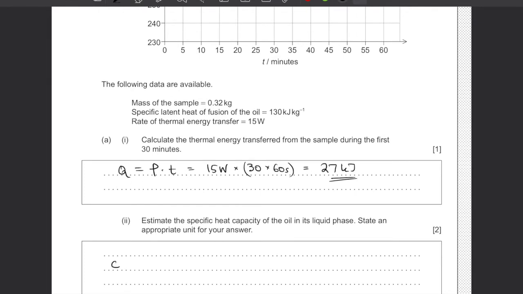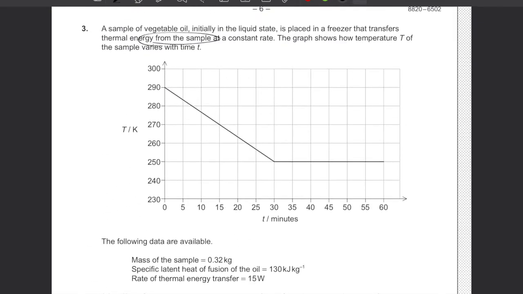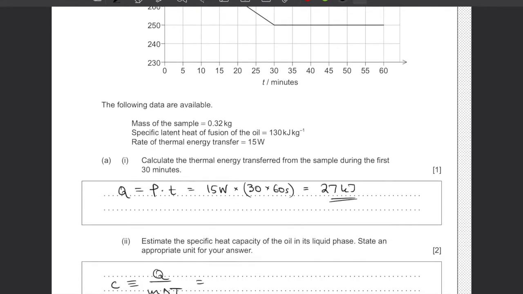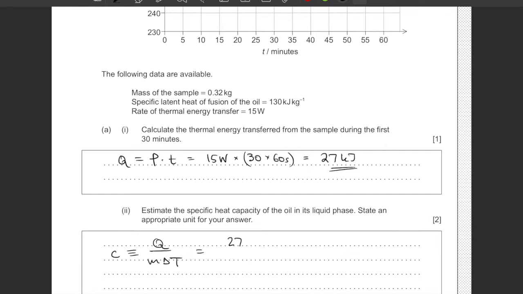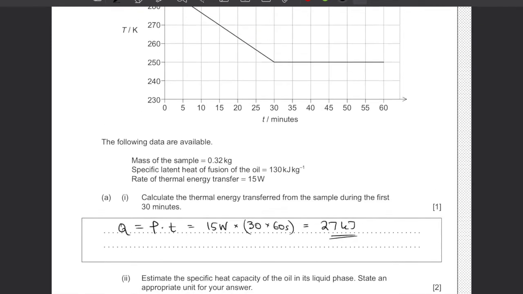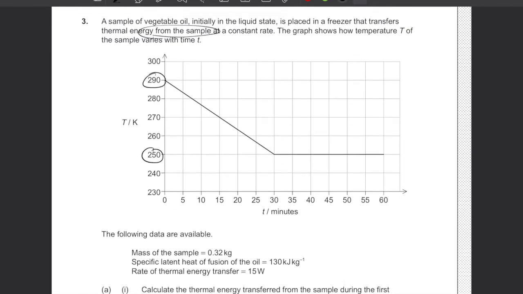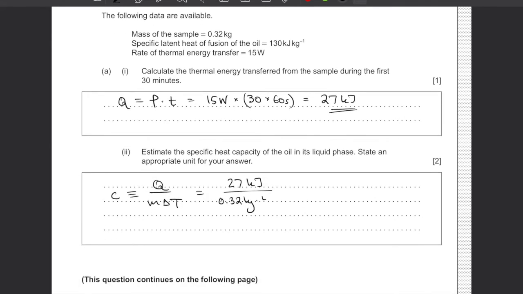Then we have to estimate the specific heat capacity. Okay, so we know that per definition it is energy over mass over temperature change, and we can see that in 30 minutes the temperature changes by 40 Kelvin. So 27 kilojoules is removed, the mass is 0.32 kilograms, and the temperature difference is 40 kelvins. And then we can work that out, and we get roughly 2,100. And then it says, state an appropriate unit, so you have to really add the unit to this question, and it comes out as joules per kilogram per Kelvin.